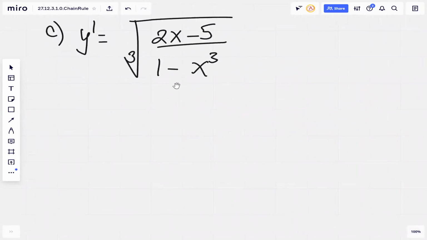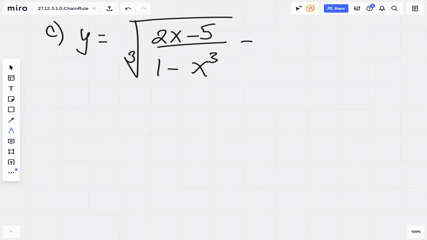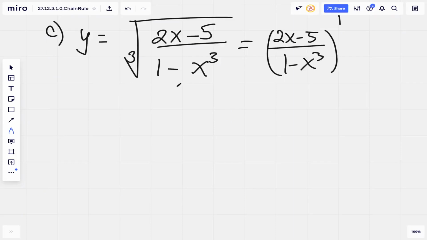Interesting, y prime, I think that's probably an error. Let's say that's our y. y equals the cube root of 2x minus 5 all over 1 minus x cubed. Okay, so what I'm going to do is rewrite the function, same function, 2x minus 5 over 1 minus x cubed, and we're going to raise that to the exponent 1 over 3. Okay, so now let's identify our two functions.